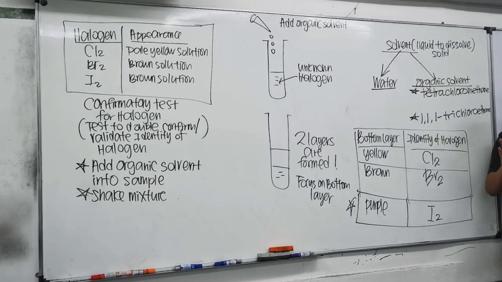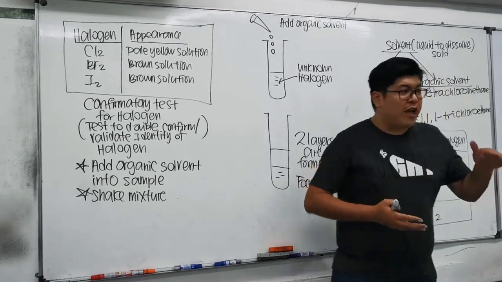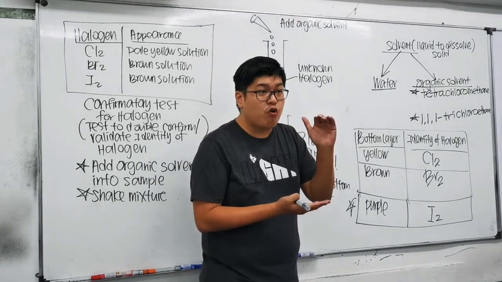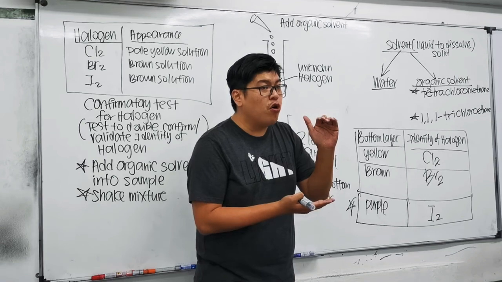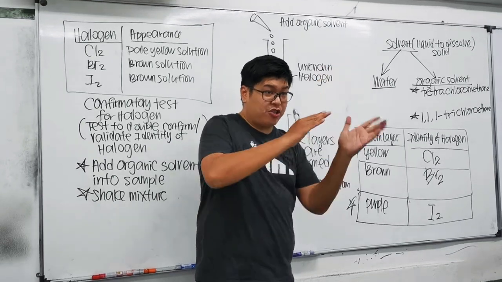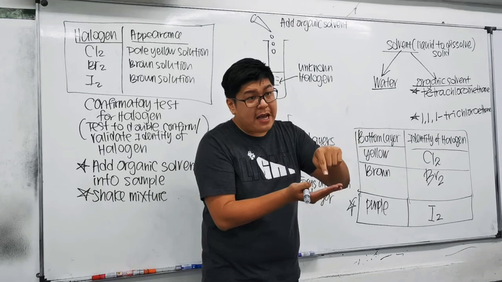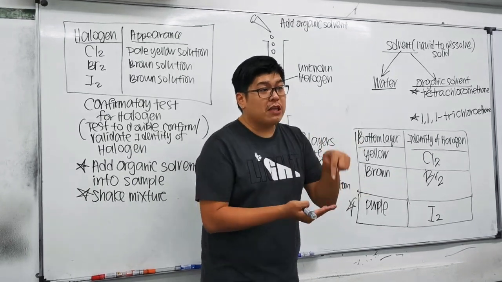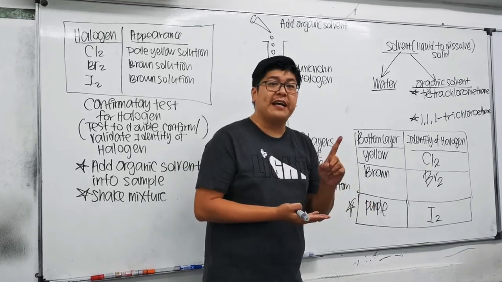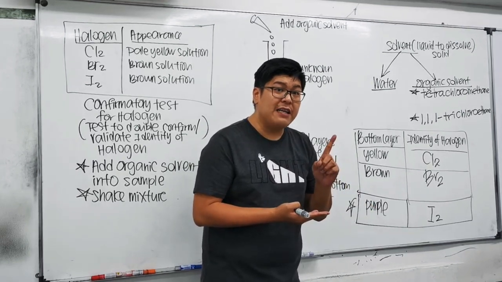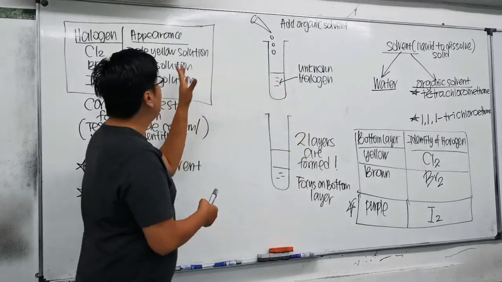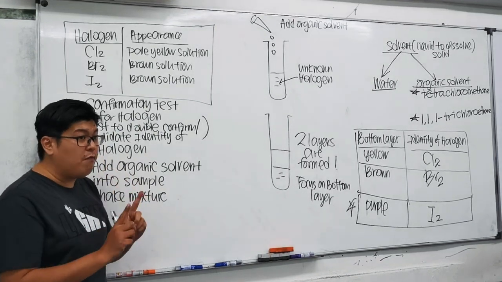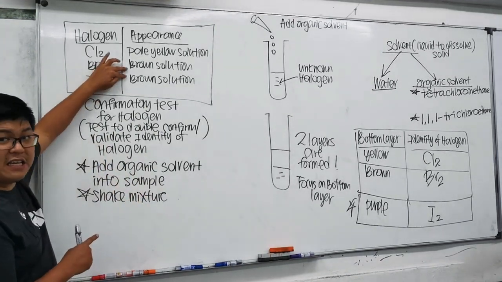Now I want everyone to put yourself in this situation. Today, if I have a brown solution and we don't know whether this brown solution is bromine or iodine, what should we do? We add in a few drops of organic solvent and shake the whole thing. Then you look at the bottom layer. If the bottom layer is brown, you know this is bromine. If the bottom layer is purple, you know this is iodine. Are you okay with that? So this is why you learn this. When you learn this confirmatory test, you can use it to double confirm who is the brown color here.